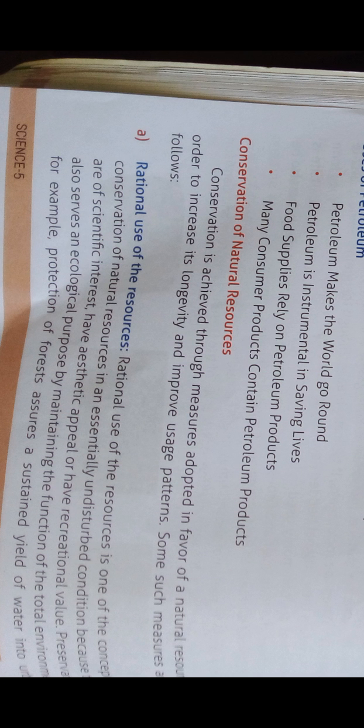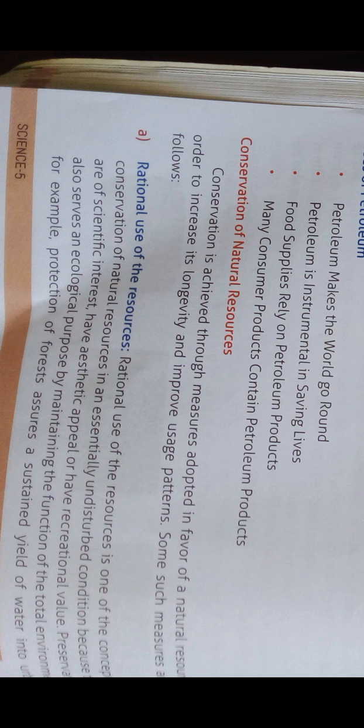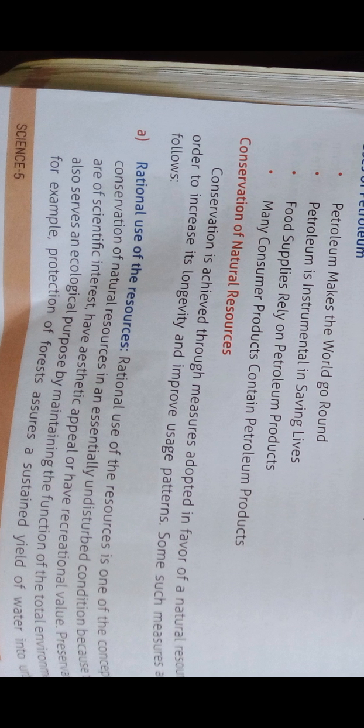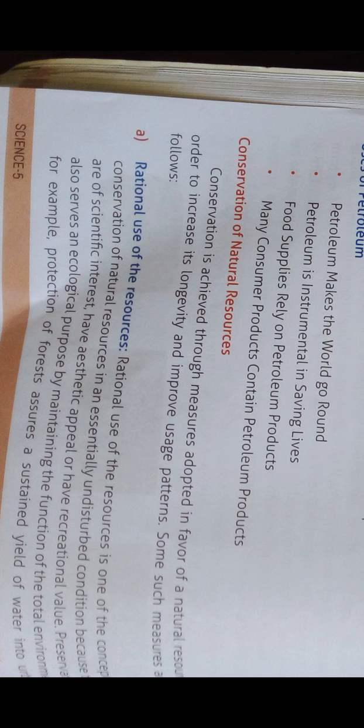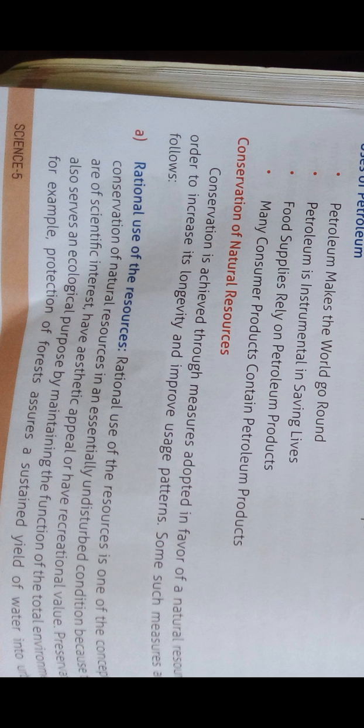Preservation also serves ecological purpose by maintaining the function of the total environment. For example, protection of forests assures sustained yield of water into urban reservoirs, protection of estuaries perpetuates ocean fisheries. But rational use is not just preservation, it also implies the direct use of resources for their commodity and recreation value. Thus, harvesting of food, forest crops, livestock grazing of grassland, catching fish and hunting wild animals can also be considered as a legitimate part of rational use of natural resources if they are carried out in such a way that the resource is perpetuated and not endangered.